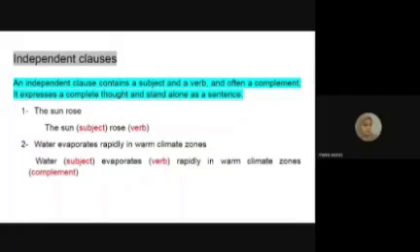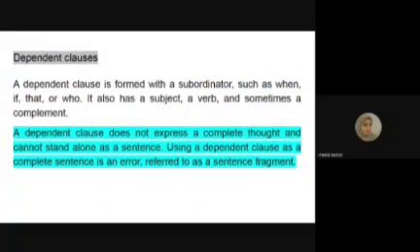So when you need to analyze sentences and you need to understand what kind of clauses that you have, first you have to notice that there is a subject and there is a verb. Then you move on to the meaning. If there is a complete meaning, a complete thought, a complete message, that means it is an independent clause and there is no need for other clauses to complete the meaning. So I hope it's clear till now.